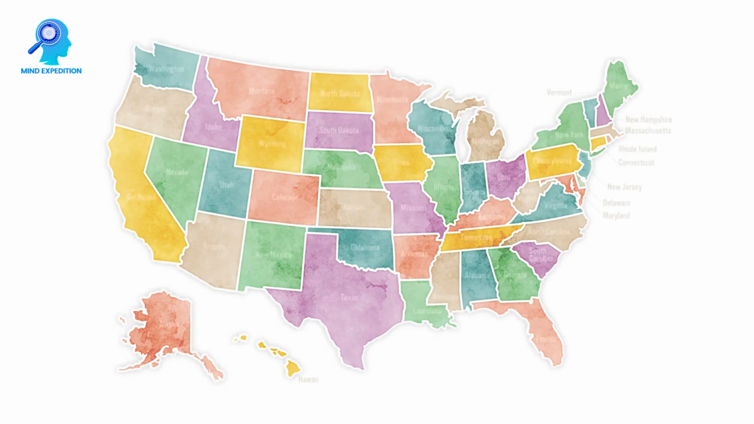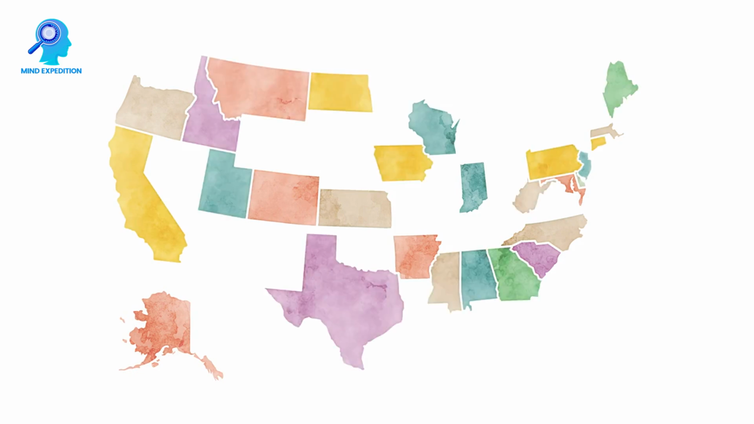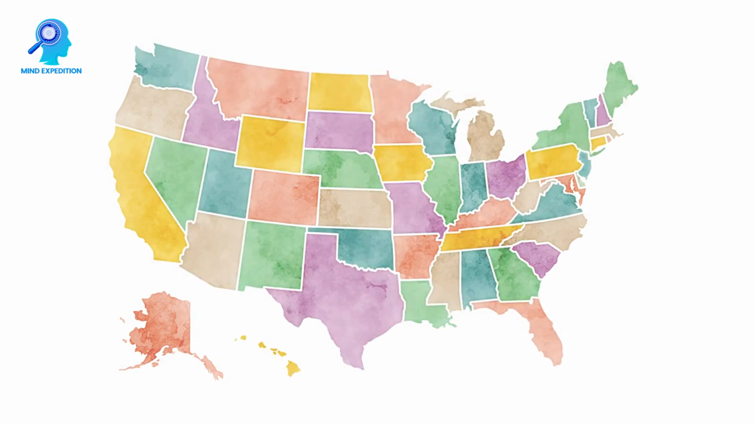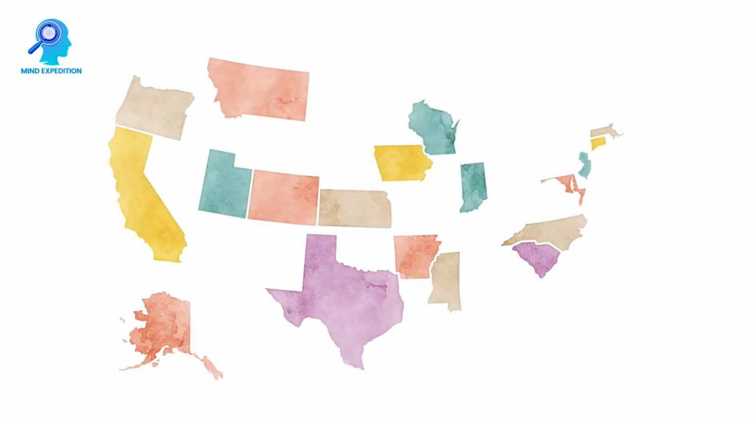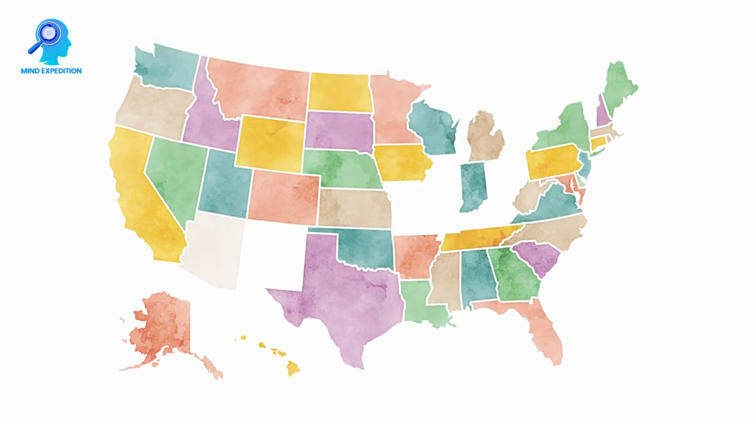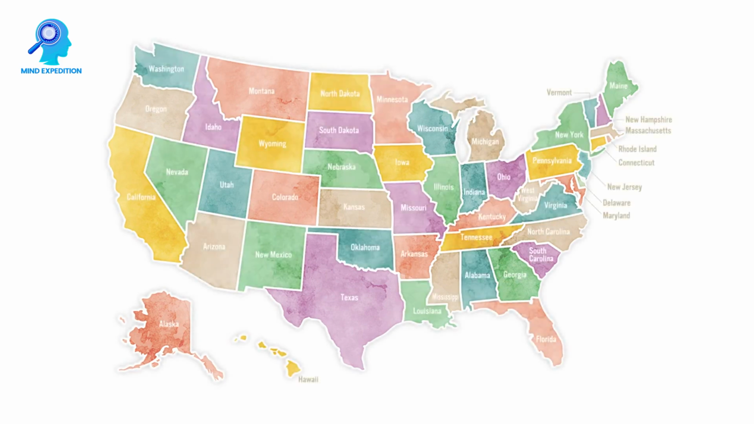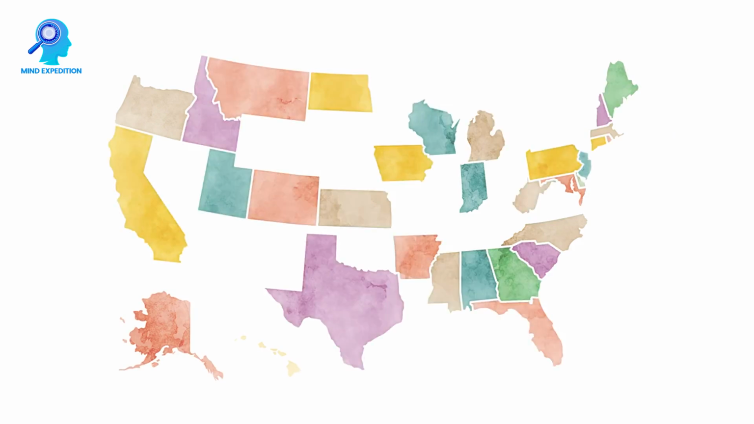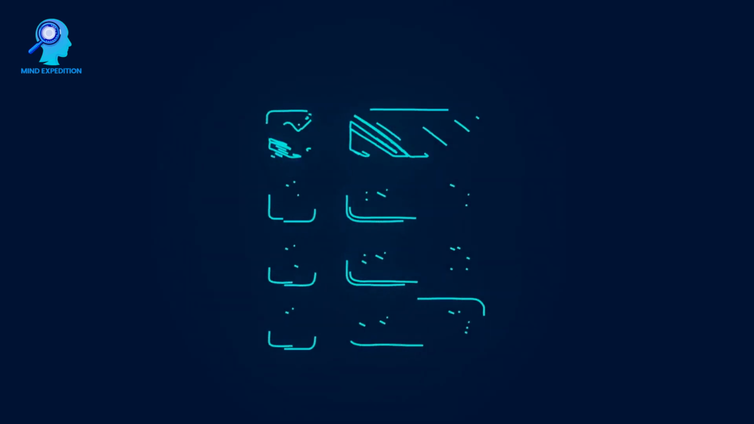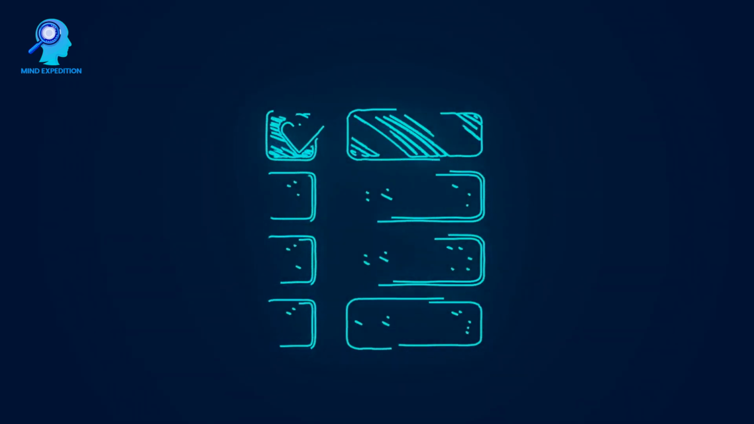This number is derived from the 435 representatives, 100 senators, and 3 electors given to the District of Columbia, as permitted by the 23rd Amendment. To win the presidency, a candidate must secure a majority of the electoral votes, which is at least 270 out of the 538 available. Most states use a winner-takes-all approach to allocate their electoral votes.